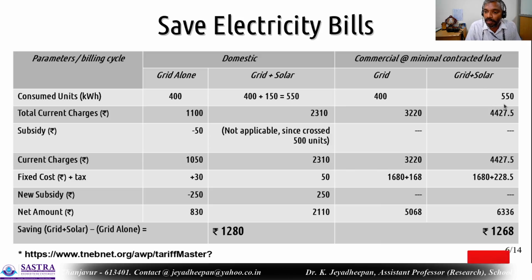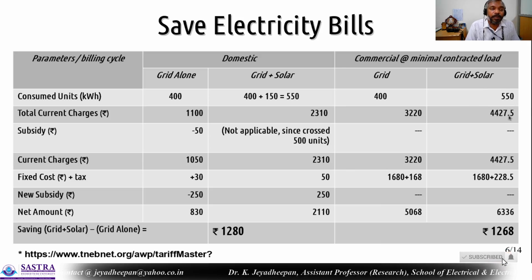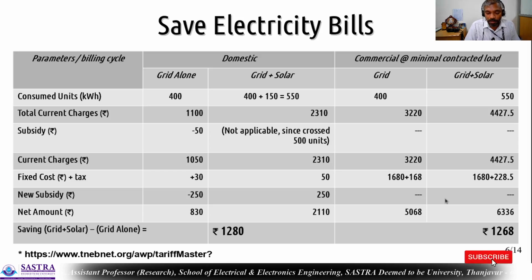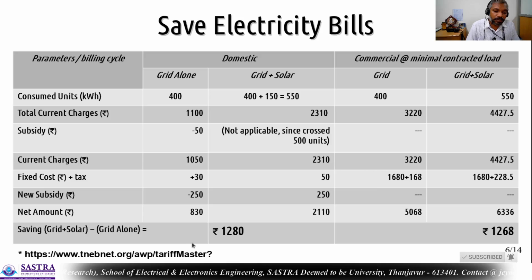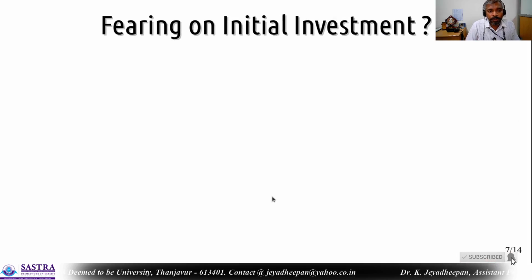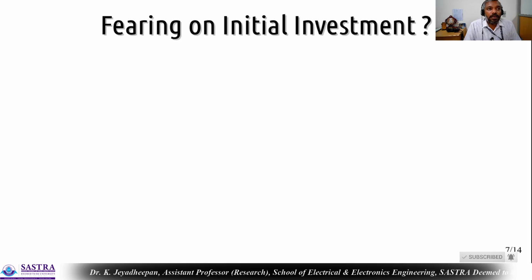But if you install the solar panels for the whole 550 units per billing cycle, you can save 6,336 rupees per billing cycle, right? This I have taken from the TNEB website, which is the electricity board in Tamil Nadu. So here, for this solar installation, we will be fearing the initial investment on the solar panels, right? Because it will be in the lakhs or something like that, right?